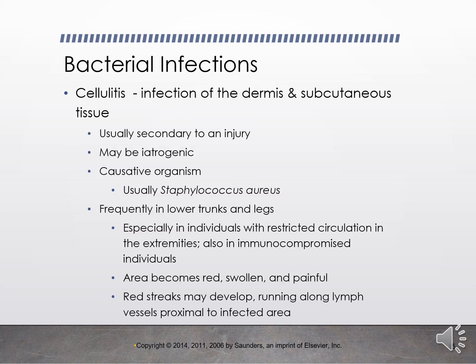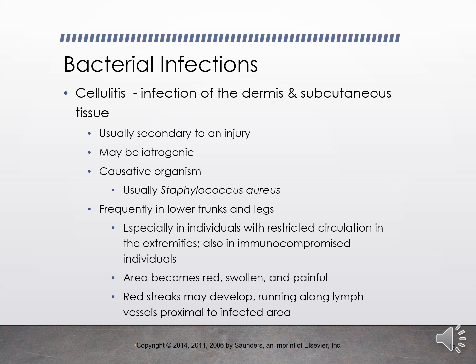Cellulitis is an infection of the dermis and subcutaneous layer of the skin. It usually develops secondary to an injury like a bite or a skin ulcer. The organism that causes it is usually Staphylococcus aureus, or staph, and sometimes it's Streptococcus, or strep. It usually develops in the lower trunk and legs, but it can develop anywhere. We see it a lot in the hands and arms too. We see it especially in diabetics or people that are immunocompromised, and in the legs and feet in people that have poor circulation. So some characteristics: the skin is red, swollen, warm to the touch, and painful.